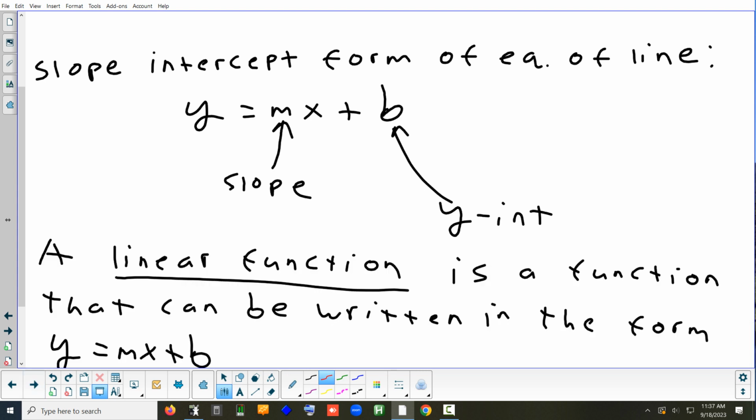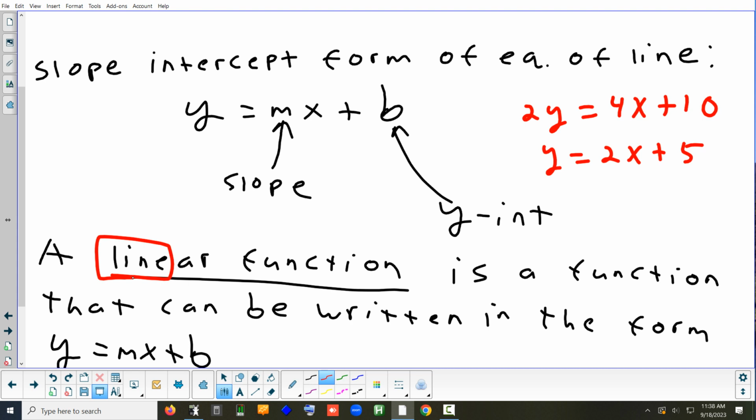Now, anything that can be written in y equals mx plus b form is called a linear function. So you might look at something like this and say, well, that's not y equals mx plus b. But it could be. What would you have to do there to make that y equals mx plus b? Just divide everything by 2. So anything that can be rearranged to get y by itself and mx plus b on the right is called a linear function because it looks like a line.